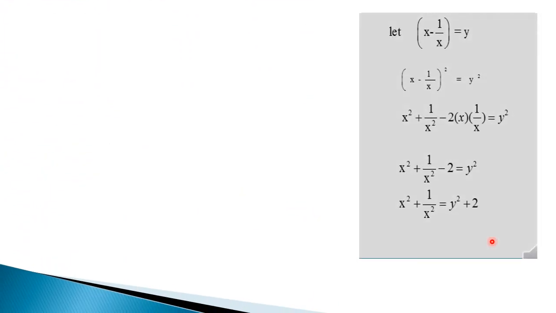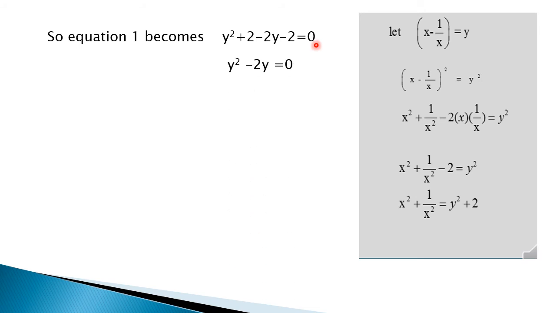Now students, remember this is our substitution. We said that x minus 1 over x is equal to y, and x square plus 1 over x square equals y square plus 2. By putting this substitution in equation 1, it becomes y square plus 2 minus 2y minus 2 equals 0. Now students, this plus 2 will be cancelled out with this minus 2, so the answer will be 0. Our equation becomes y square minus 2y equals 0.